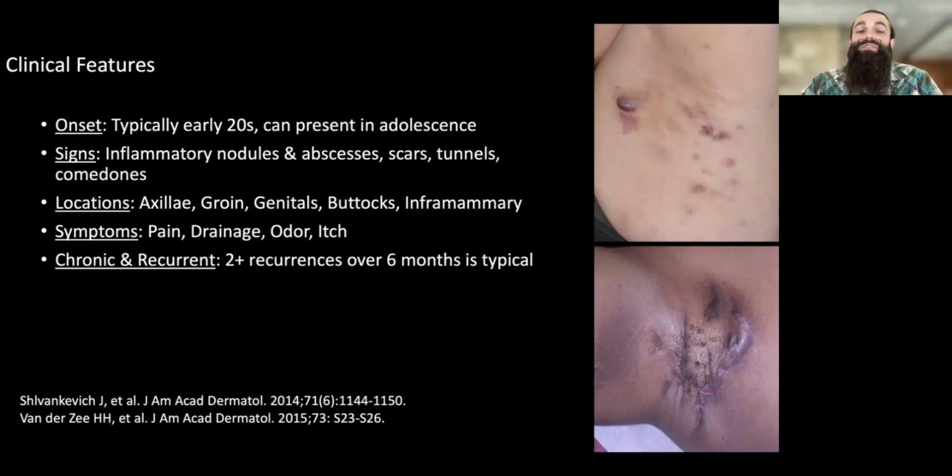So this is where I was saying the most common locations are the armpits, the groin, around the genitals, the buttocks, and under the breasts. That means inframammary, but it can show up anywhere you have hair follicles.